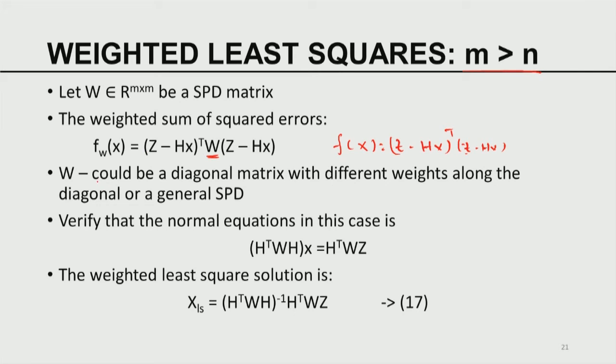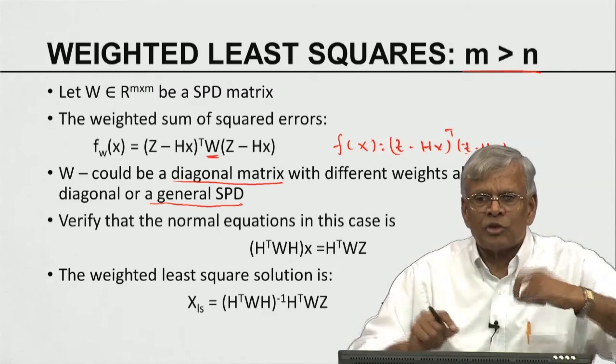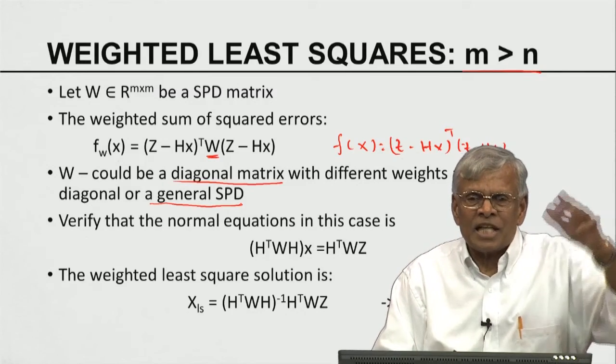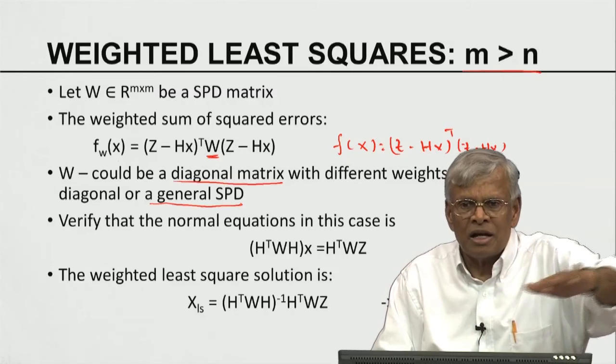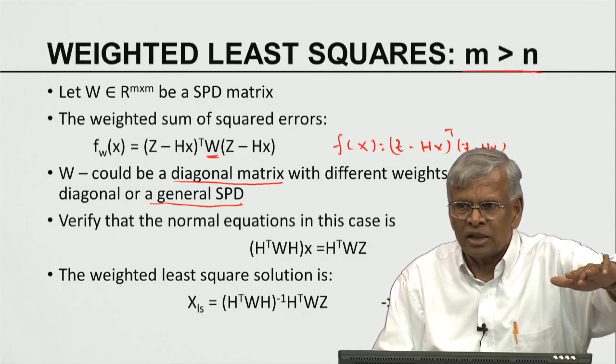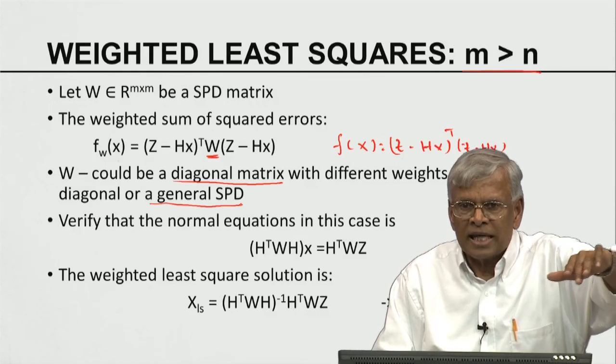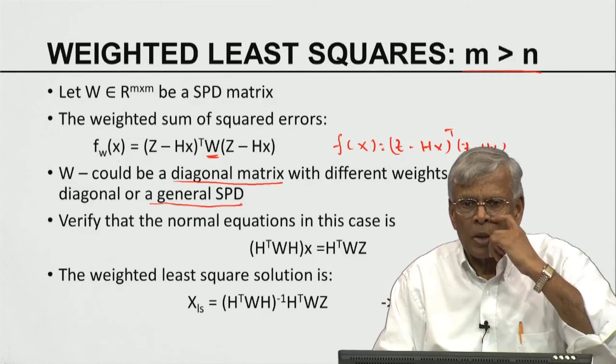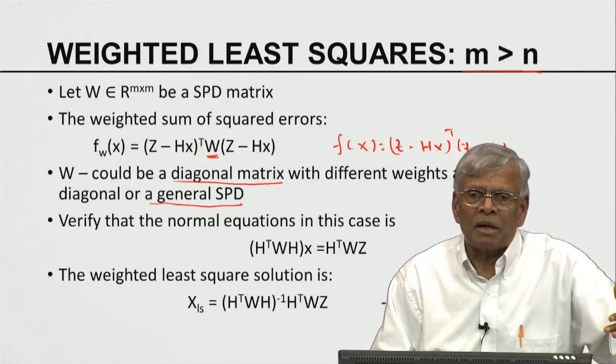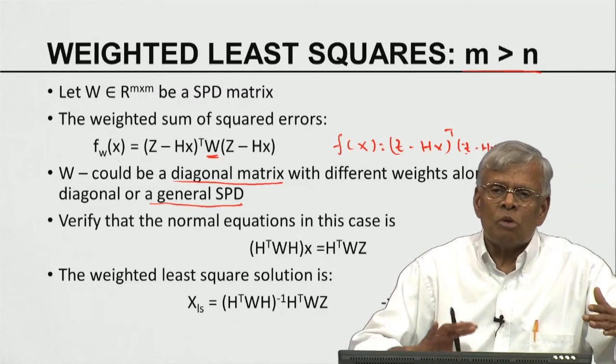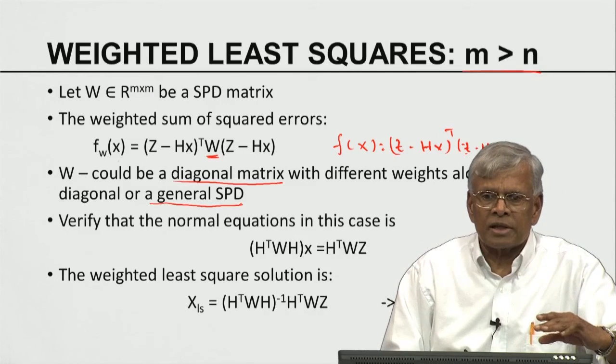In the special case, W could be a diagonal matrix with different weights along the diagonal, or in general it could be a general symmetric positive definite matrix. The difference in weight essentially tells you I am going to give different weights to different components of the squares of the residual error. That is all it means. In the unweighted case, I am considering all the residual squares to have the same value, total democracy. That is what the unweighted case is all about. In the case of weighted least squares, some components have greater weight, some components have lesser weight. That means I am going to give more importance to certain components and less importance to certain other components.